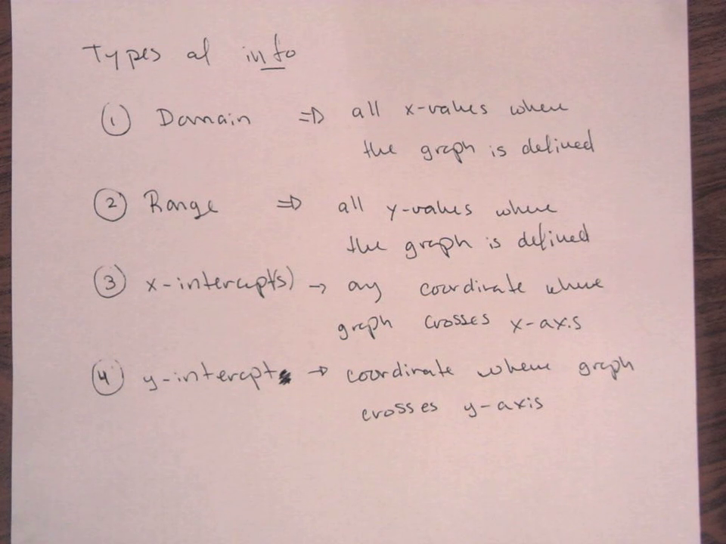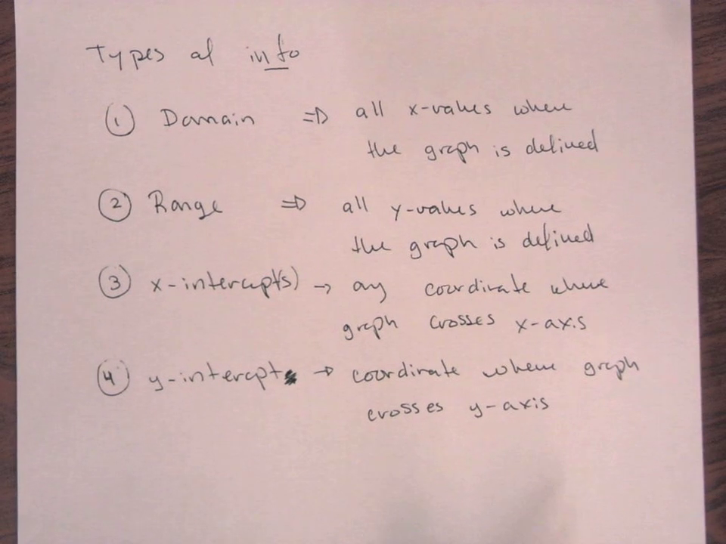For the y-intercept, you're really only ever going to have one because you're talking about crossing that vertical line, the y-axis. So you can't double back on it and still be a function, right? That would fail our vertical line test.